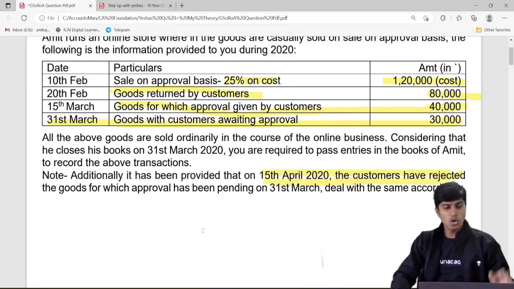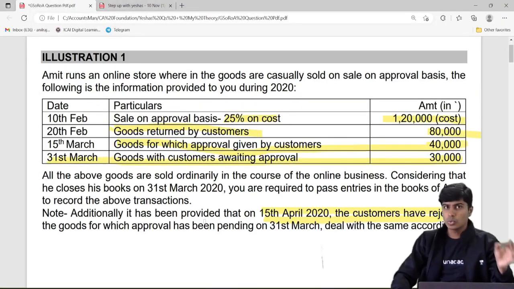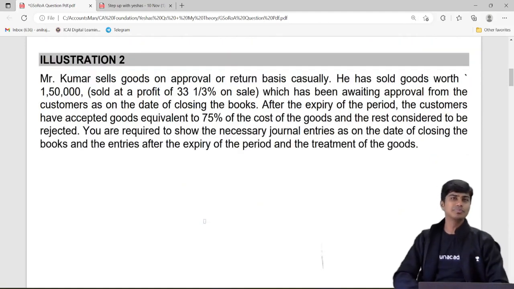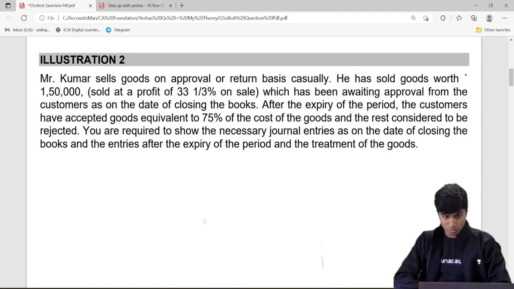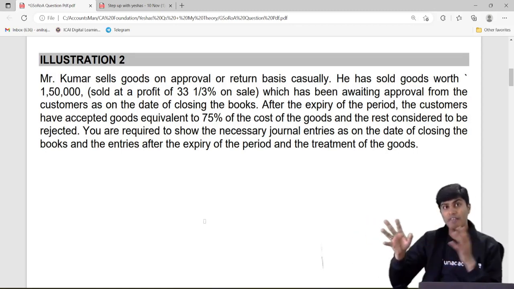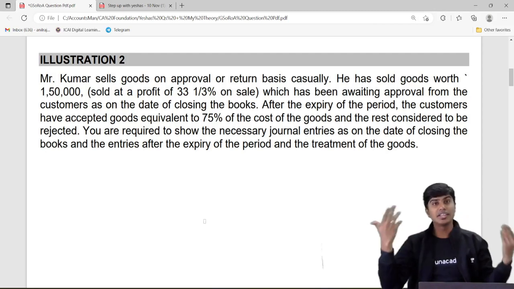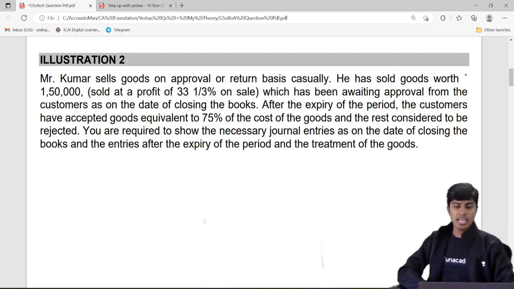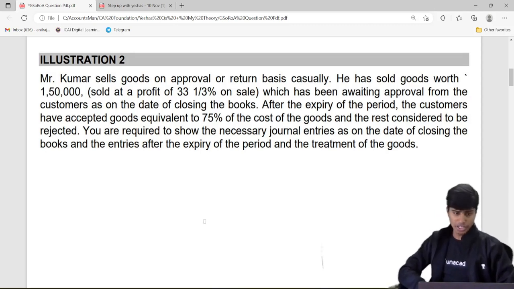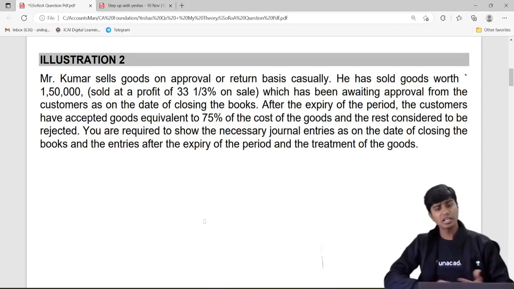Great. Let's now quickly, very slowly get into question number 2. Question number 2 is Mr. Kumar. Mr. Kumar sells goods on return or approval basis casually. Again, whenever you say casually, we would record it as a normal or ordinary sale transaction. He has sold goods worth 1,50,000. Sold at a profit of 33 1/3% on sale.